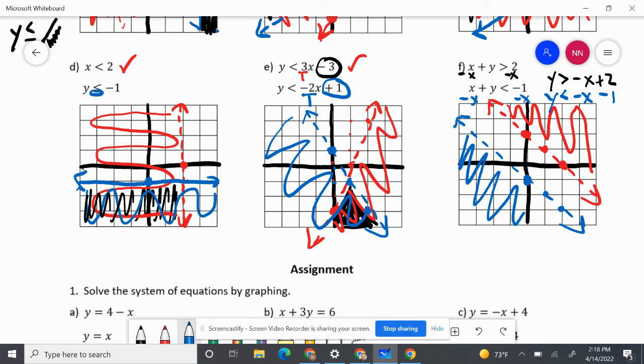And what you should notice is that this is different than all the other ones. All the other ones, there was an intersection. This one did not have an intersection. So that means that our answer is going to be no solution. And the reason that it's no solution is because there's no point at which the lines are overlapped.